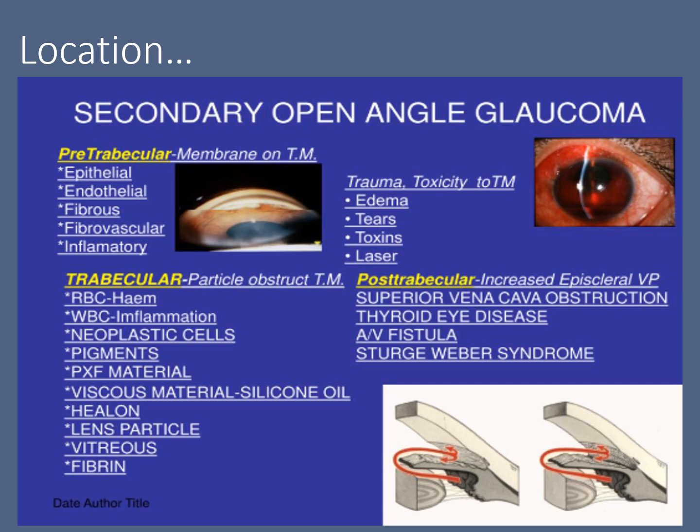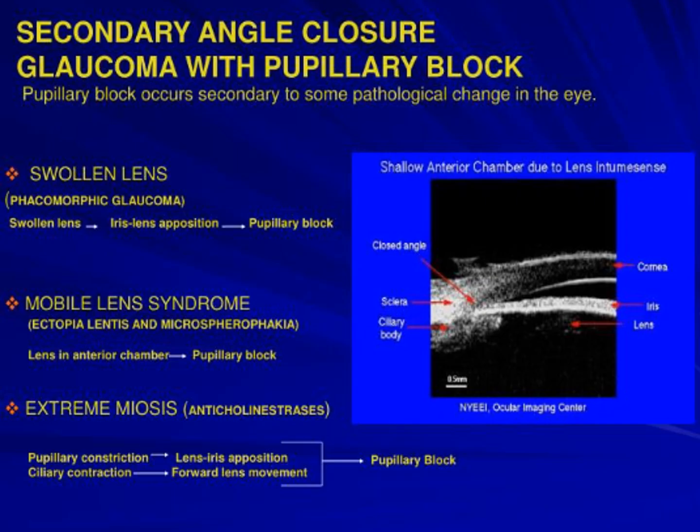like in case of superior vena cava obstruction, thyroid eye disease, AV fistulas, or Sturge-Weber syndrome. Then there can be secondary angle closure glaucoma with pupillary block. Pupillary block occurs secondary to some pathological change in the eye, like in case of swollen lenses, that is phacomorphic glaucoma. The lens is swollen, which leads to iris lens apposition and hence pupillary block, or mobile lens syndrome.